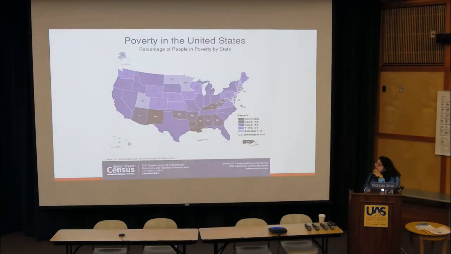For more of a visual aspect, this map shows poverty in the United States and the percentage of people in poverty by state. As you can see, New Mexico, Kentucky, Louisiana, Mississippi, and Washington, D.C. have 18% or more of their people in poverty.